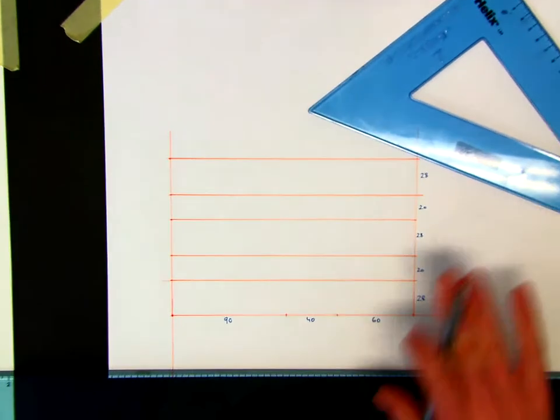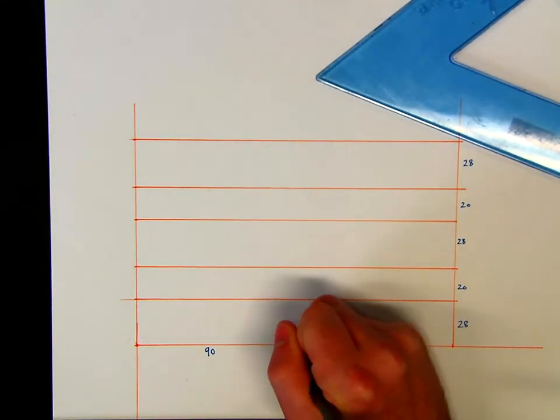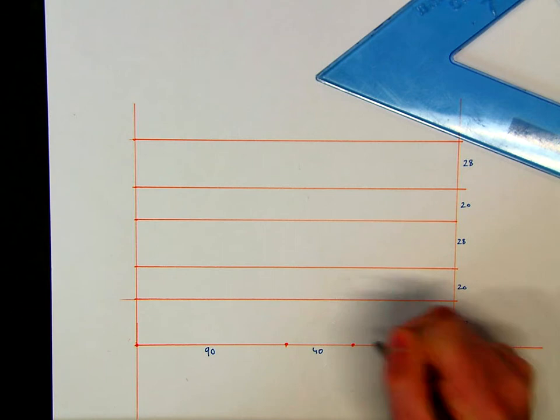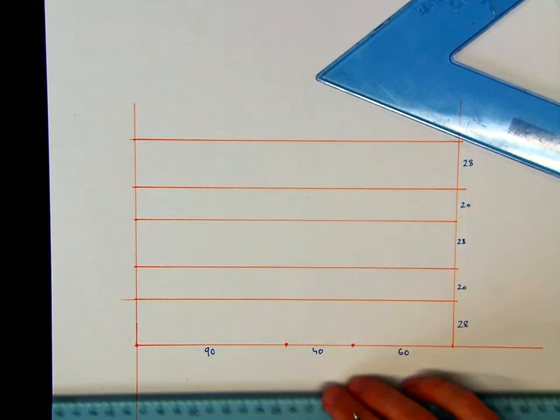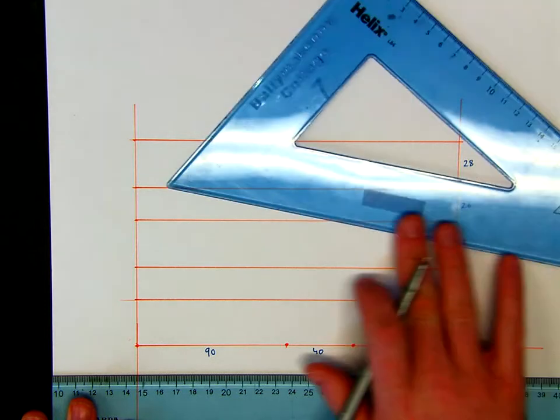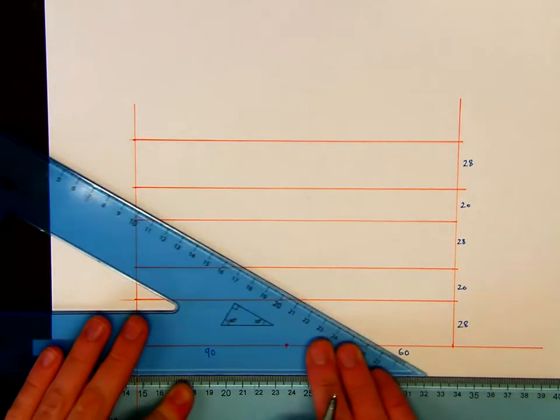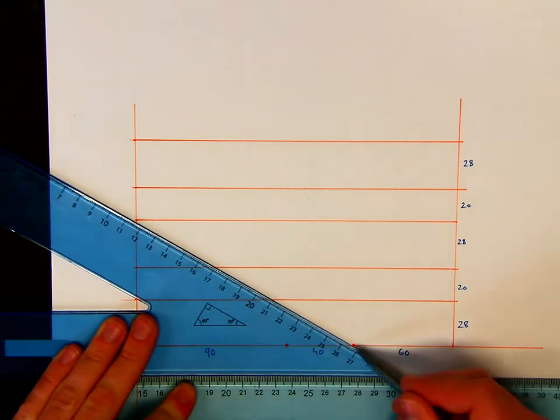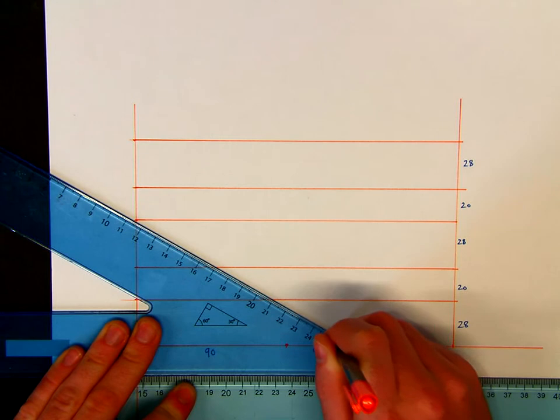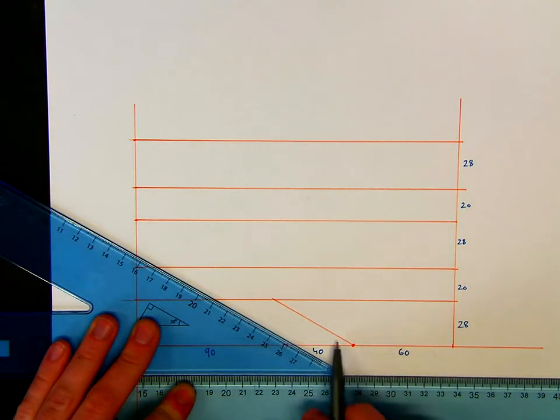So how do we actually use it? So the 2 points that we're going to start off with are these two 40s down the bottom. So I'm just going to mark those 2 points. So snap your T-square onto your board. Make sure your T-square is pulled in as tight as it can go. Snap your set square onto your T-square and slide it over until this 30-degree angle is touching one of the points at 40. And bring a line up lightly up to this first line here at 30 degrees. So that line there is at 30 degrees.